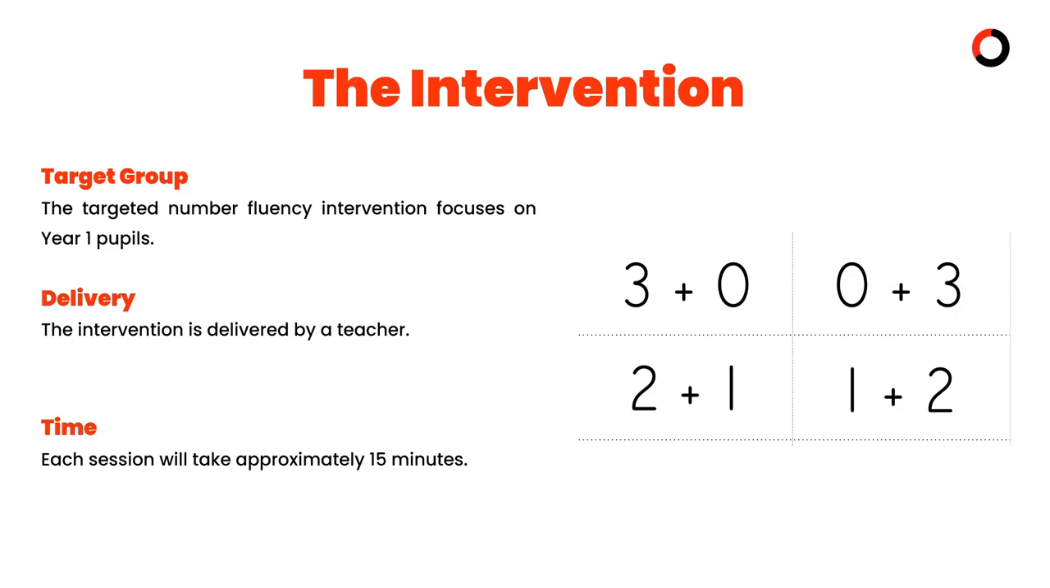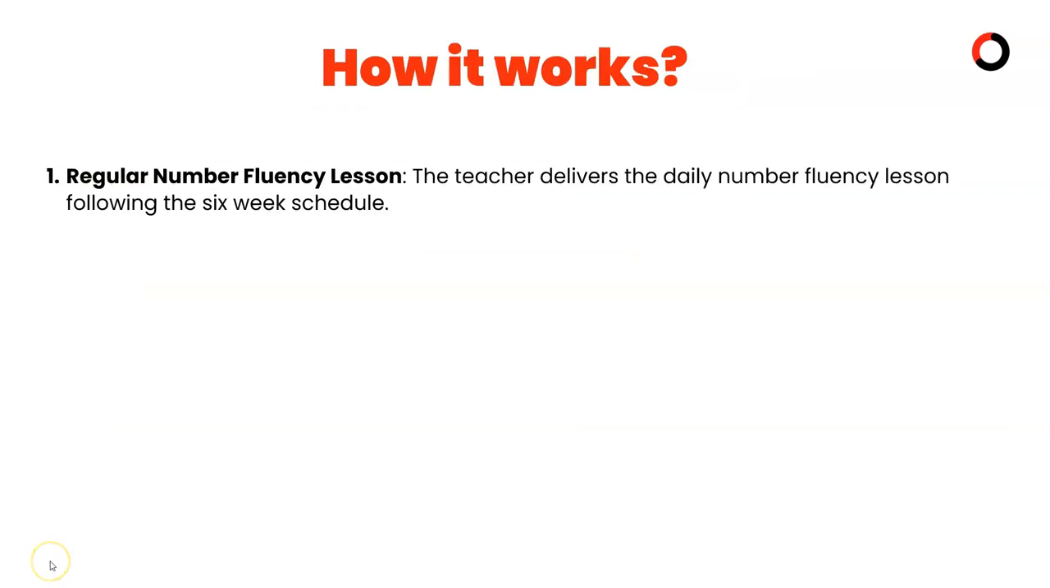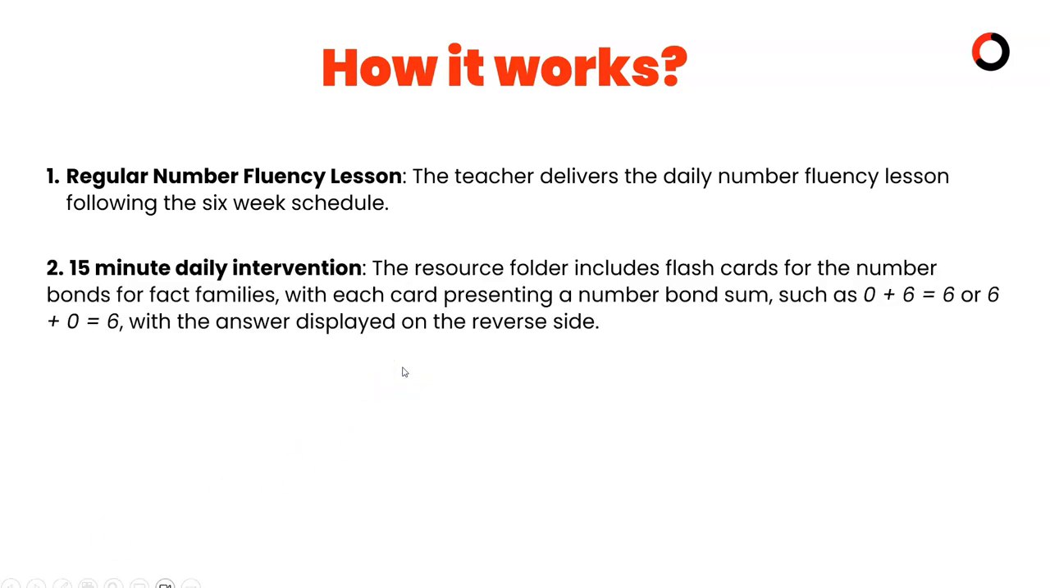The intervention. This is a targeted number fluency intervention which focuses on Year 1 pupils. It's delivered by the classroom teacher, and each session will take about 15 minutes daily. How it works. Regular number fluency lesson. The teacher delivers a daily number fluency lesson following the 6-week schedule. It's a 15-minute daily intervention. The resource folder includes the flashcards for the number bonds for the fact families, with each card representing a number bond sum, such as 0 plus 6 equals 6, or 6 plus 0 equals 6, with the answer displayed on the reverse.